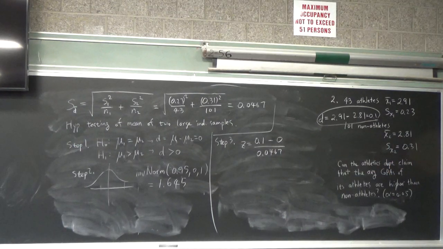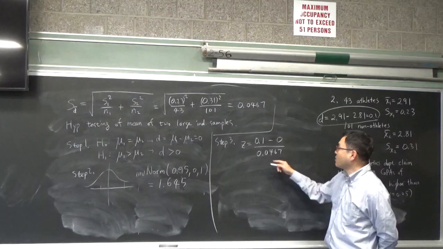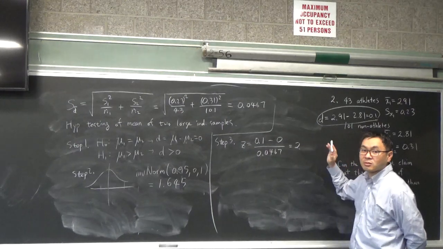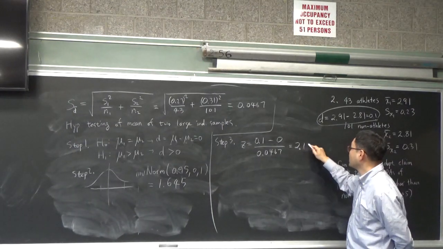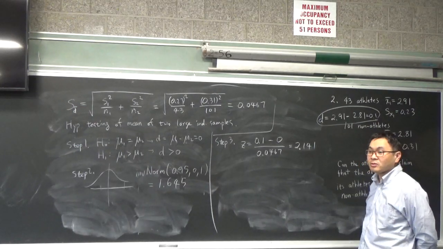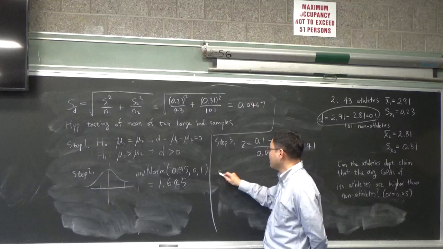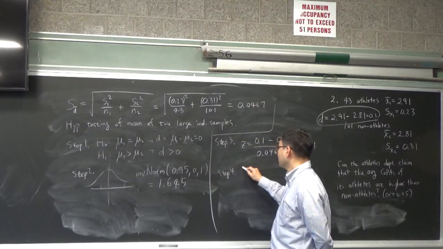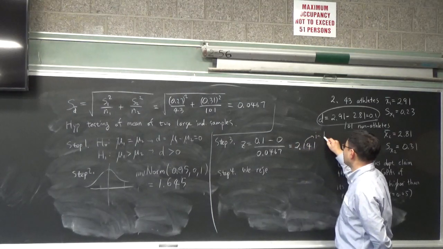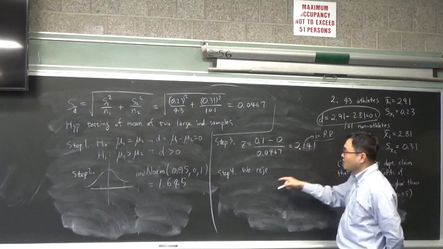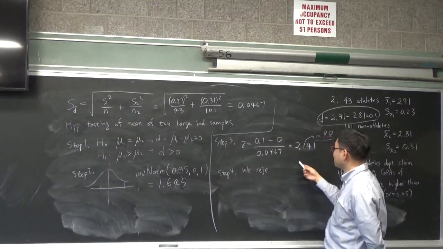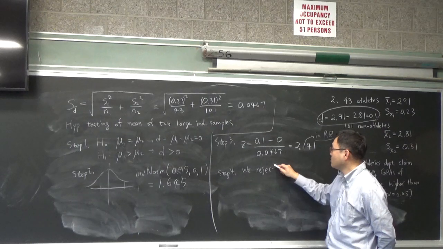All right, so can somebody calculate this for me? What is 0.1 divided by 0.0467? So 2.141. Okay. Now, does this fall in the rejection region? Yes, it does. So what's your conclusion? We reject the null hypothesis. We reject, so this is in the rejection region. You have to write that somewhere. It's better to put it here. So since the test statistic falls in the rejection region, we reject the null.